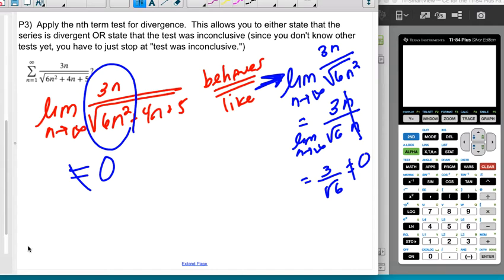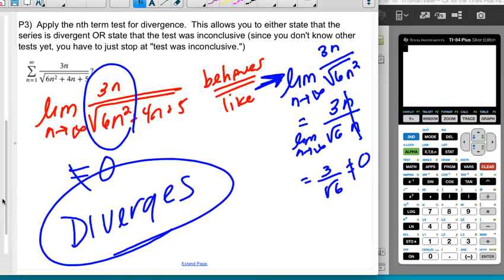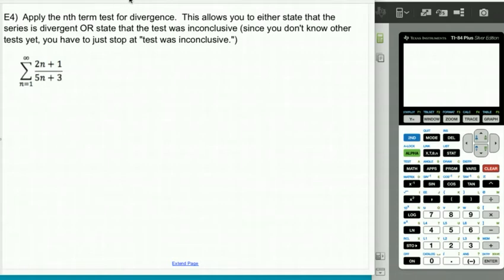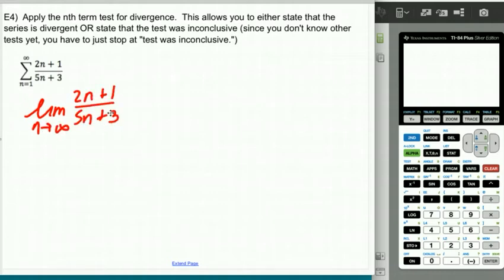The limit as n approaches infinity of this thing would be the fraction of those leading coefficients. This thing is non-zero, so this thing diverges. Again, all we care about for the nth term test for divergence is whether this thing on the inside approaches 0 or not. All right, so for E4, we're going to do that nth term test again, right? So we want the limit as n approaches infinity of 2n plus 1 over 5n plus 3. And we've seen all the way back in Algebra 2 that really what this means is we're looking at the fraction of the leading coefficients, and this is a 2/5, which is not 0.